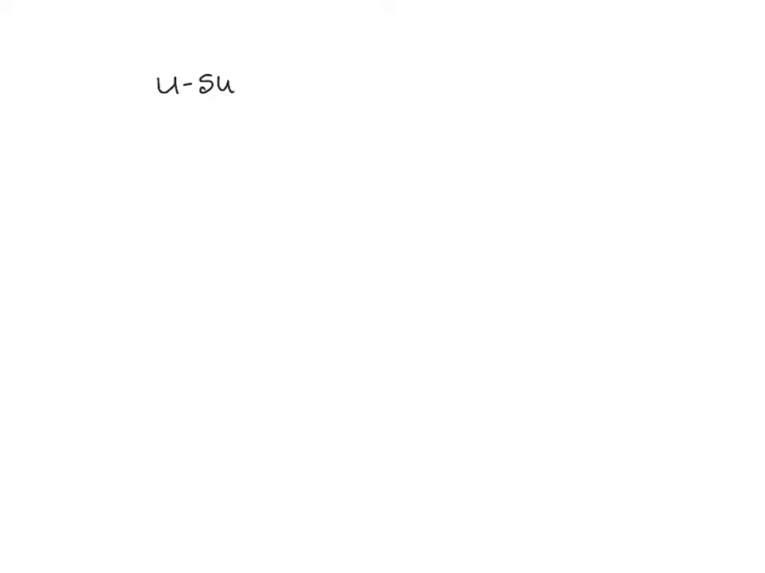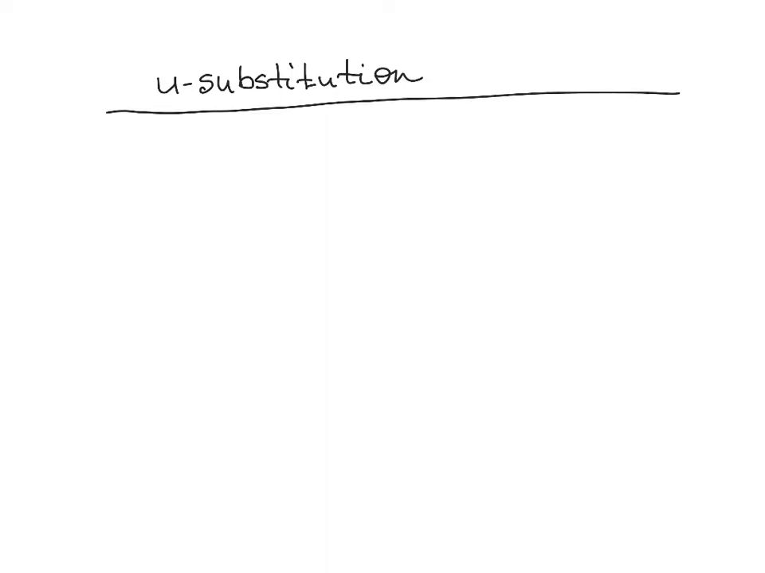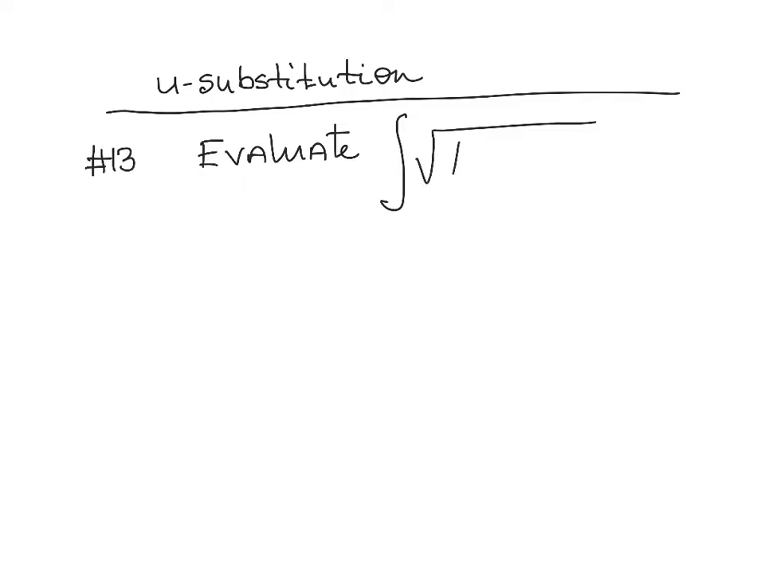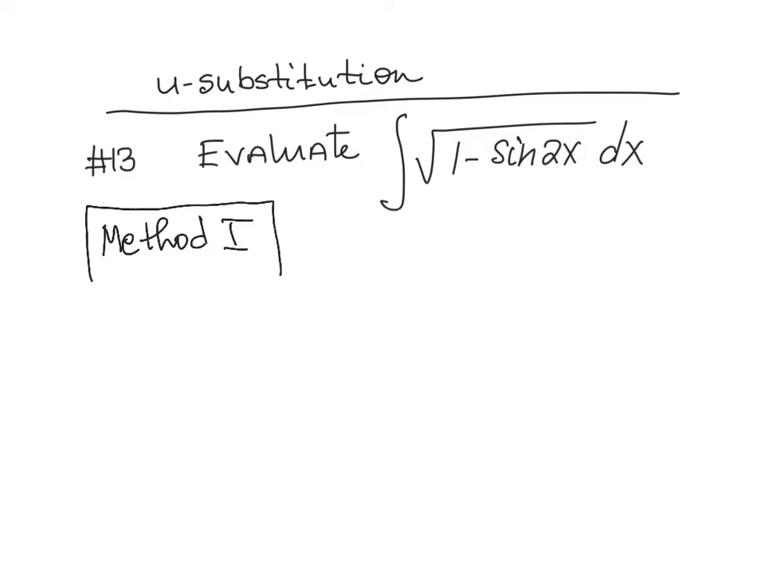In this video, we're going to look at another example of using U substitution to evaluate an integral. We want to evaluate the integral of the square root of 1 minus sine of 2x. We're going to use two different methods to show how to do this. So here's method 1. This one will use U substitution.